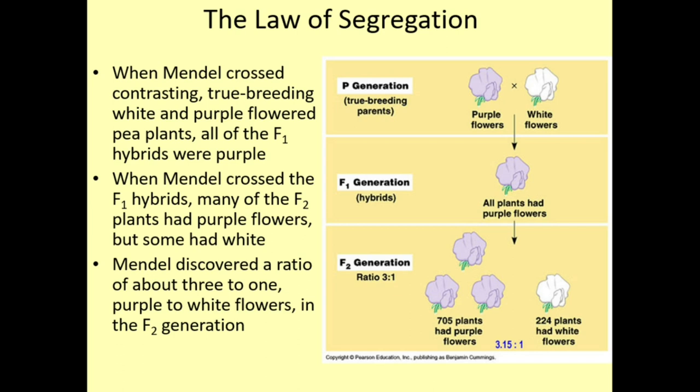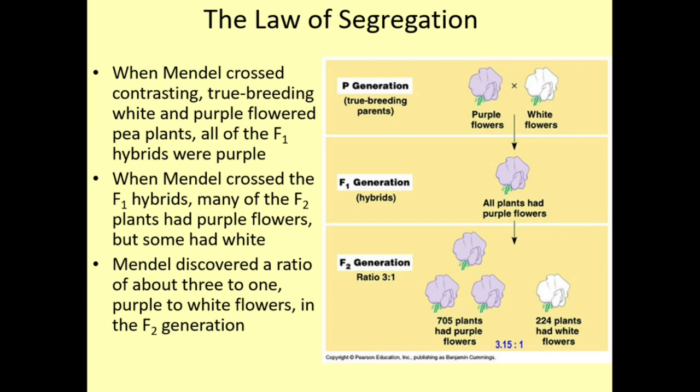Mendel didn't just do one or two experiments, he did hundreds of them. And what he discovered was that there was a ratio of about 3 to 1 purple to white flowers in the F2 generation. And this was consistent and replicable, so he could do this over and over again. You take a true breeding purple and a true breeding white, you cross them, you get 100% purple offspring, but then you cross those, and you get an F2 generation that had the ratio of 3 to 1, 3 purple flowered plants to 1 white flowered plant. And we're going to look at that in a little bit more detail in a bit, and we can work out an easy way of showing this.